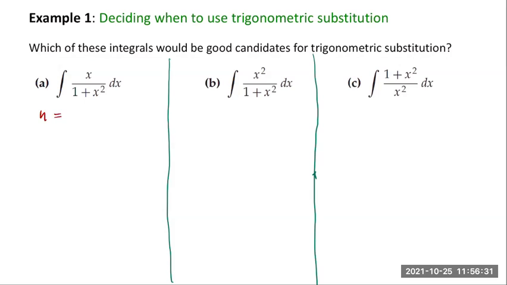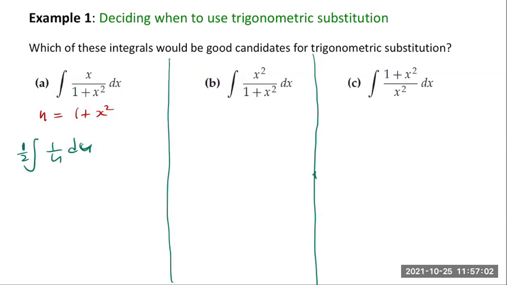You can just use u is equal to 1 plus x squared. If you use this substitution, the original integral becomes, of course, you have 1/2 in front, the integral of 1 over u du. Using this substitution, you can rewrite the original integral in this form. You know how to solve an integral like this, so you can go from there. So no trigonometric substitution is needed there.